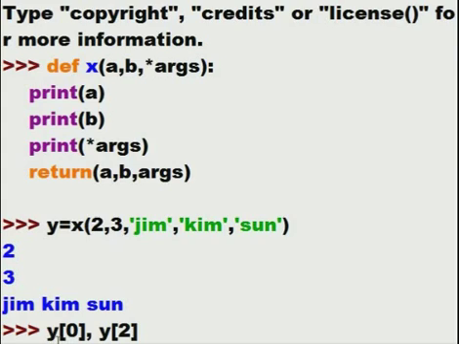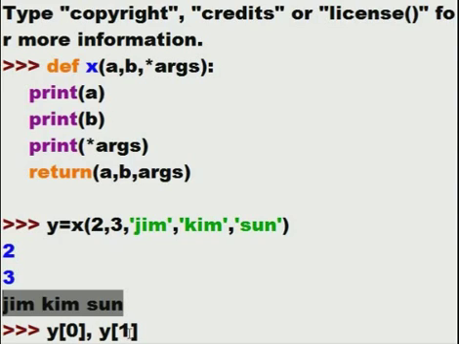Well, I'm going to key in y square brackets 0, comma, y square brackets 2. So the index 0 and 2, not 2, 1. The 0th and 1th element of this data that got caught here. So a and b. A would be the 0th. Excuse me. Here I have y. And y has 2, 3, and Jim, Kim, Sun. This would be the 0th element, the 1th element, and this will be the 2th element.